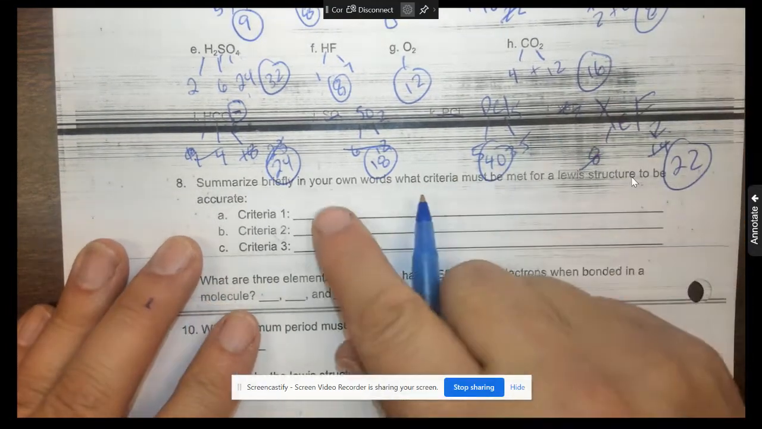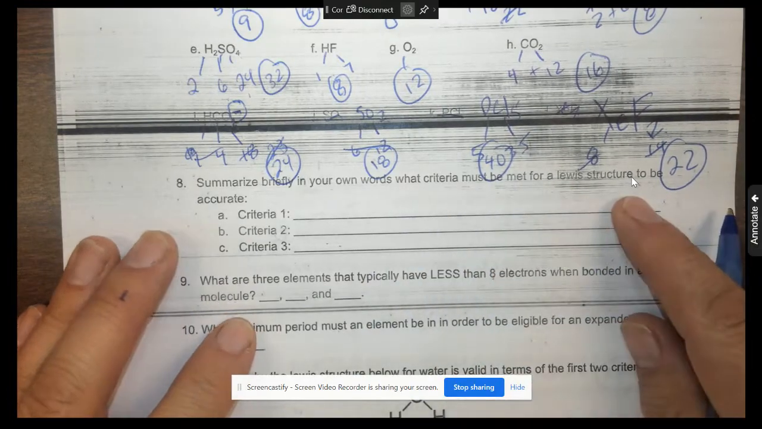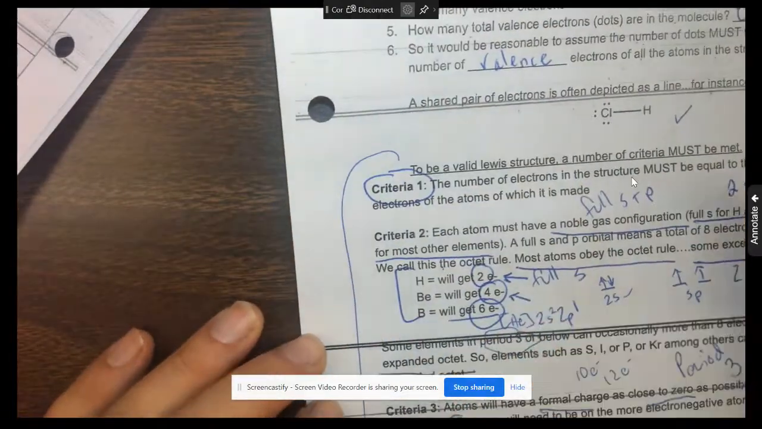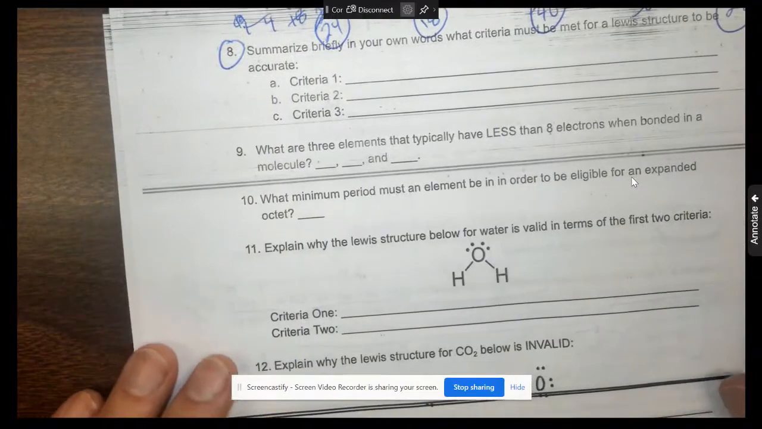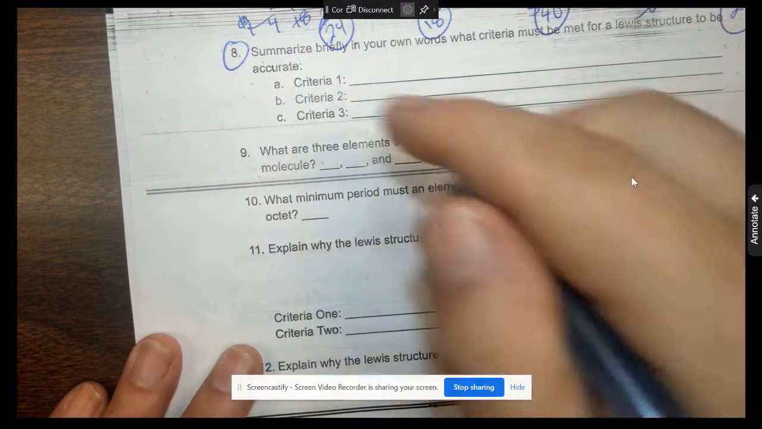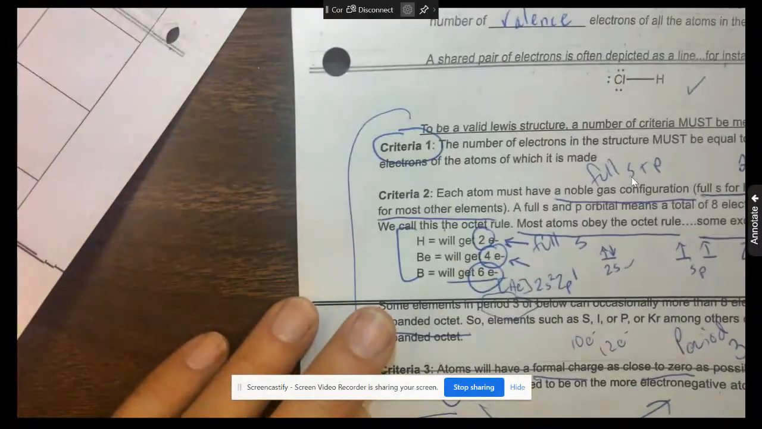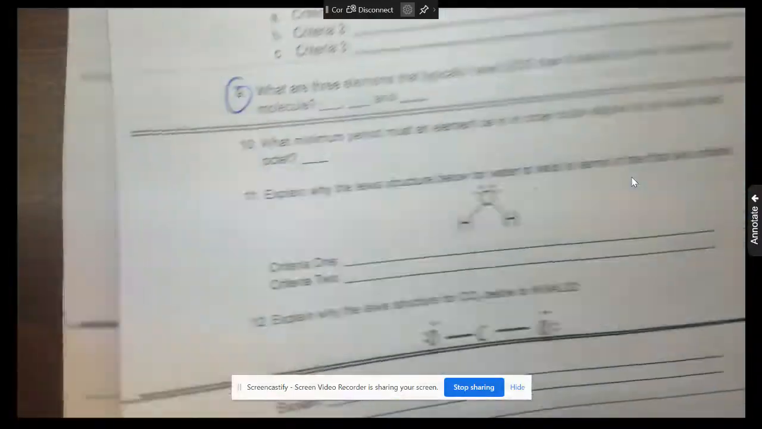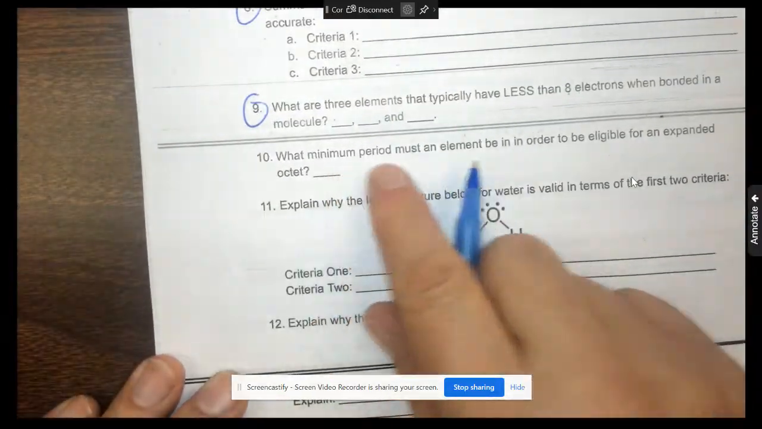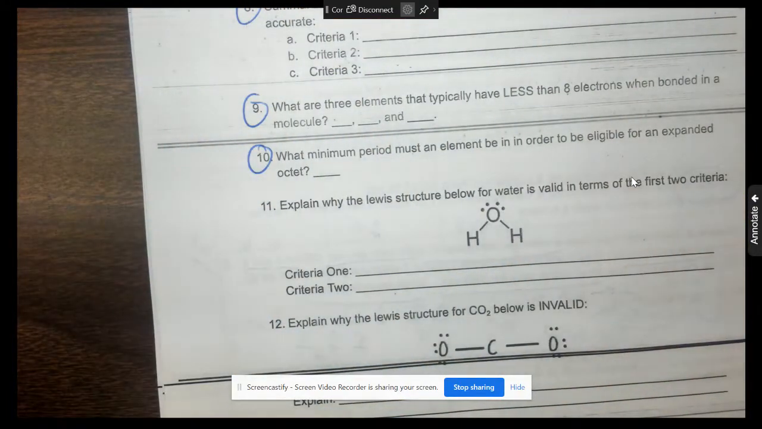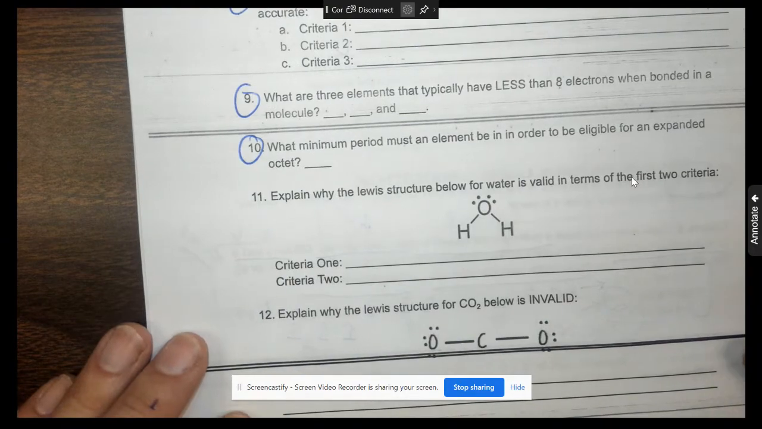All right, summarize briefly in your own words what criteria must be met for a Lewis structure to be accurate. You're getting those criteria from here, so that should be pretty easy. What are 3 elements that typically have less than 8 electrons when bonded in a molecule? That's just a review question. Check it out from criteria 2. What minimum period must be an element in? Again, it's found on the first side, so check that out.